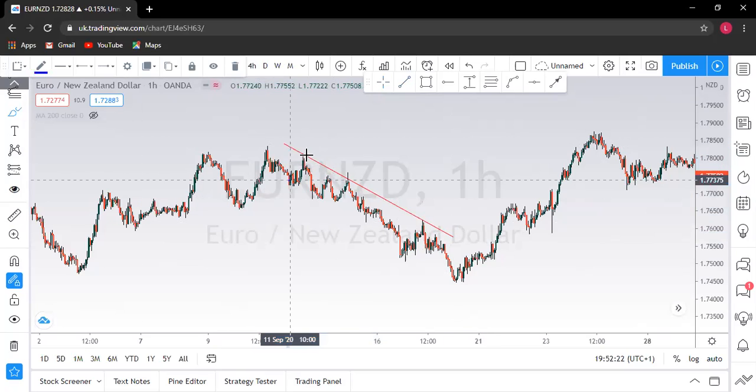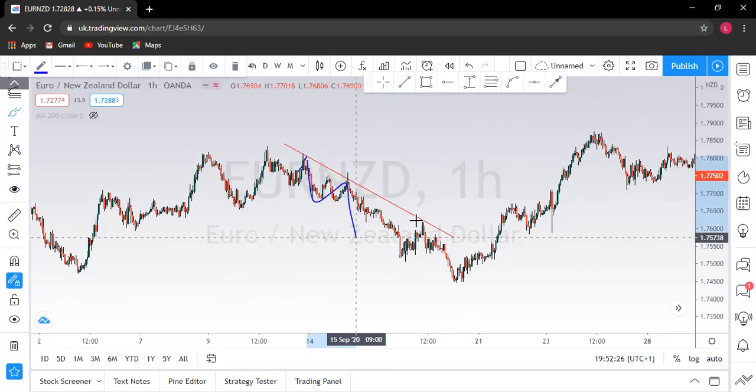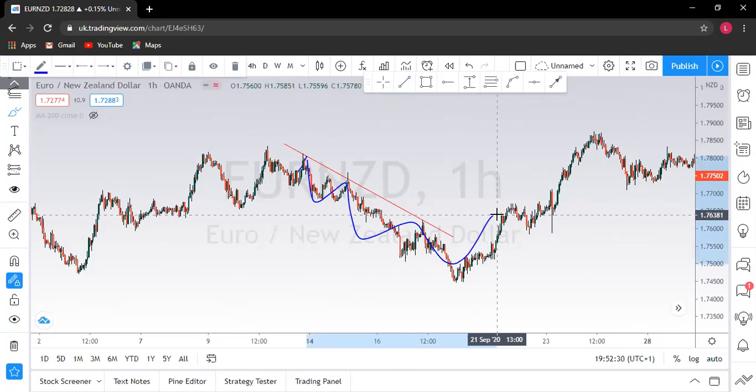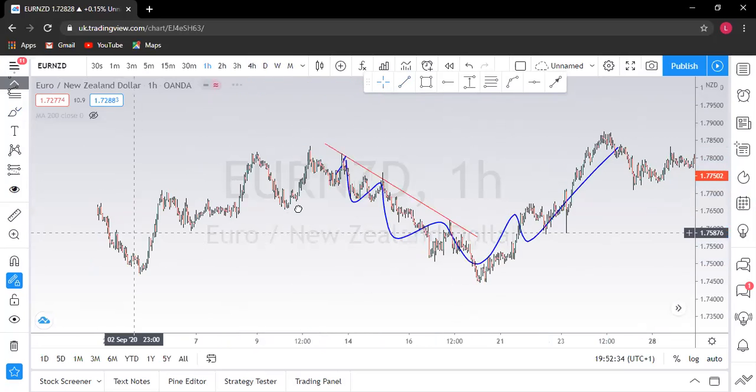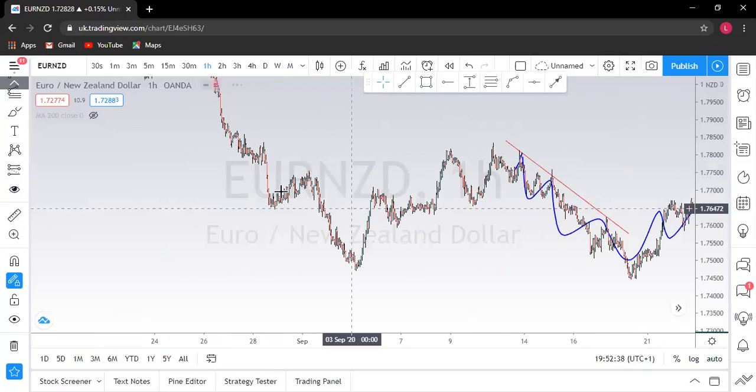Can you see this one too? Can you see this trend line too? Before the market actually did what? It broke it and continued going up. So that is actually how to go about drawing trend lines.